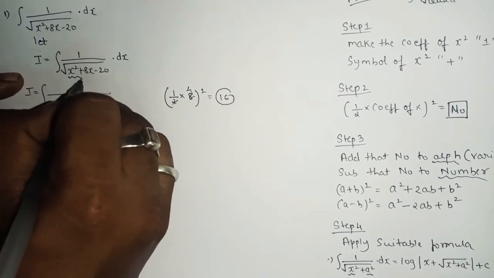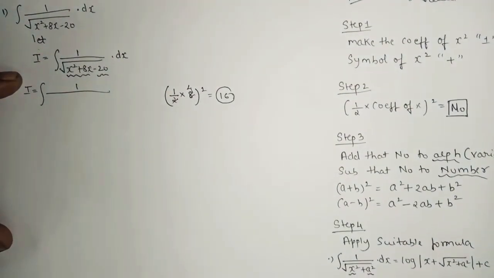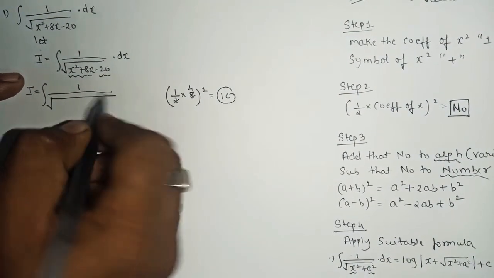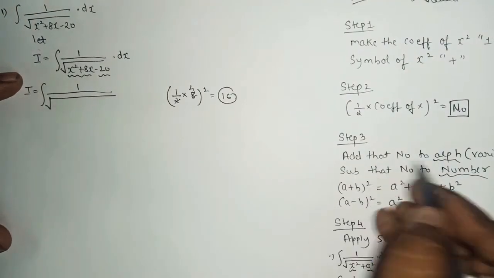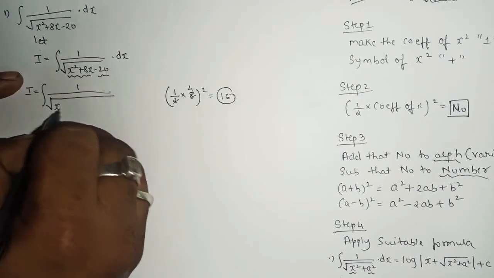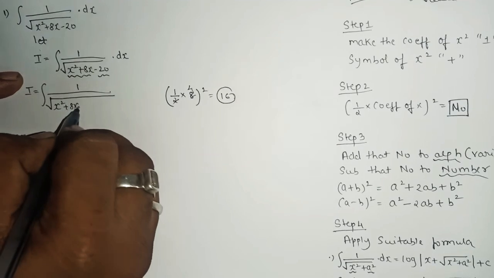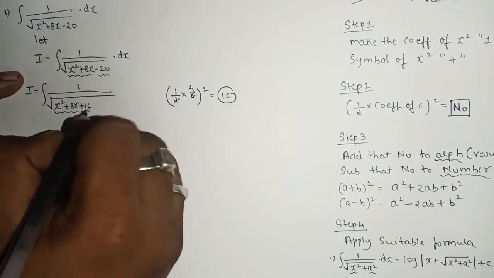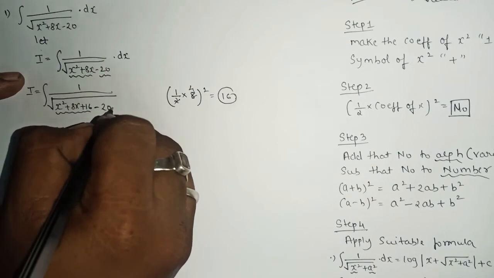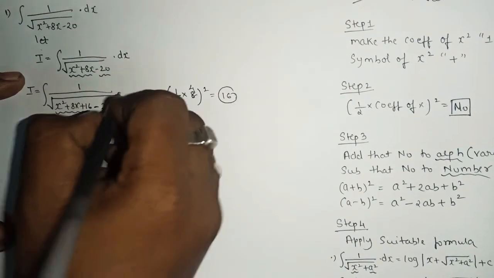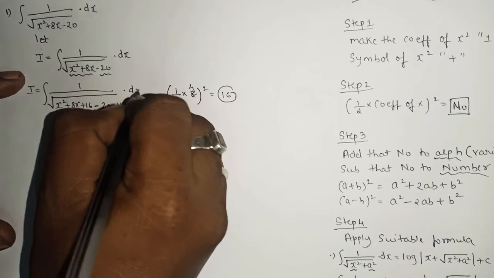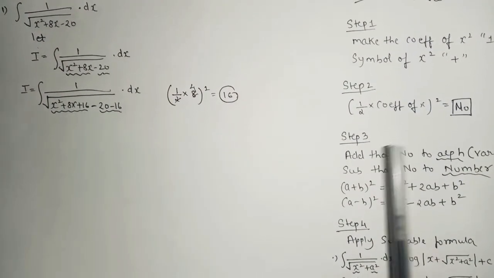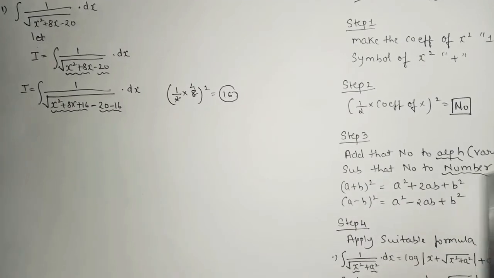So now we'll make a pair of alphabet and number. As per the rule, as per step number 3, we have to add that number to alphabet. We will add that number to alphabet, yes or no? And subtract that number to number. That is step number 3. Yes or no? Add that number to alphabet and subtract that number to number.